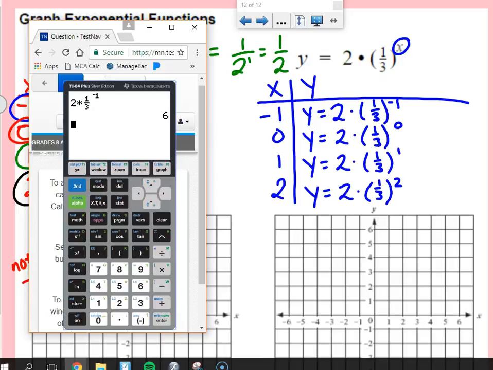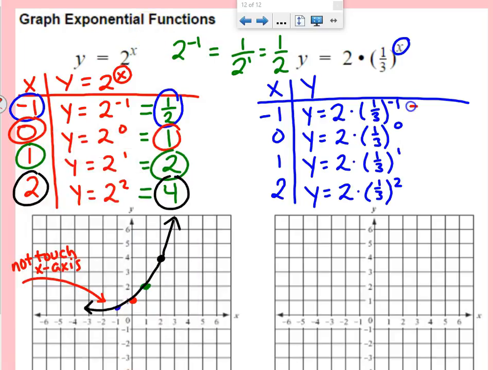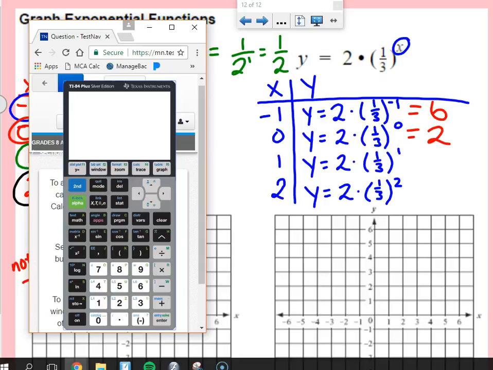All right, next one, we have 2 times, we do the same thing. We do 1/3, raised to the 0 power. That's 2. I'm going to write these down for us. We have this first one was equal to 6. The second one was equal to 2. All right, so now we can do the last two.